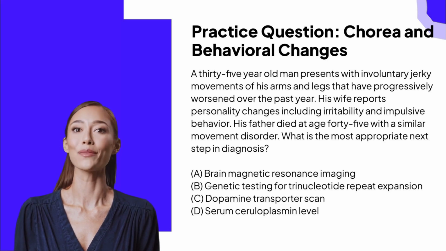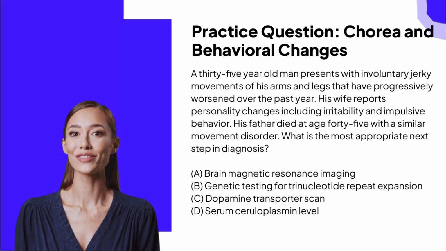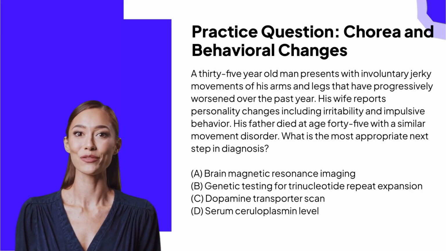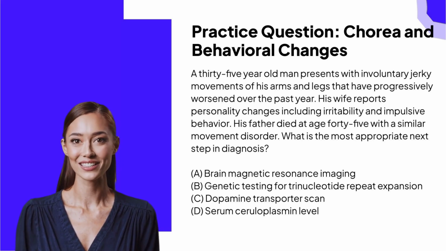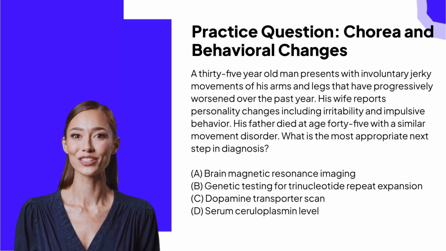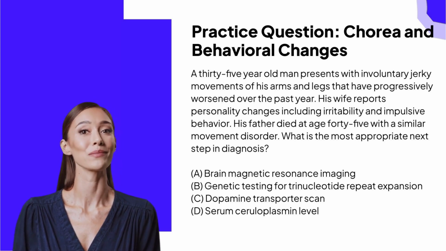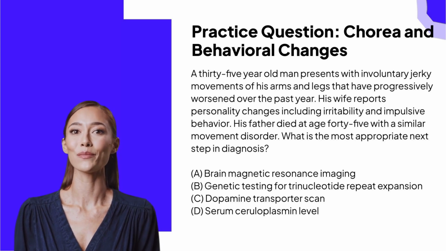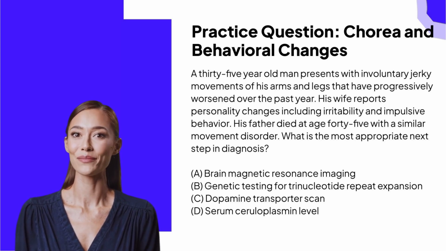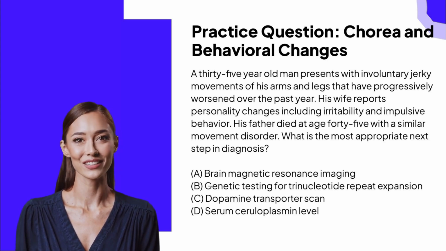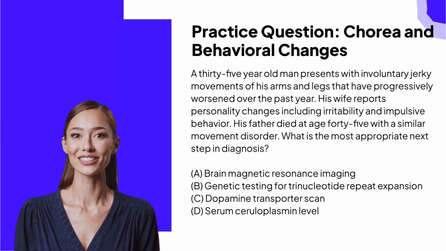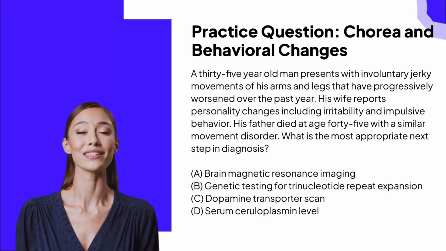A 35-year-old man presents with involuntary jerky movements of his arms and legs that have progressively worsened over the past year. His wife reports personality changes, including irritability and impulsive behavior. His father died at age 45 with a similar movement disorder. What is the most appropriate next step in diagnosis? Think about what combination of features is being presented here. Is it answer A, brain magnetic resonance imaging, answer B, genetic testing for trinucleotide repeat expansion, answer C, dopamine transporter scan, or answer D, serum ceruloplasmin level?